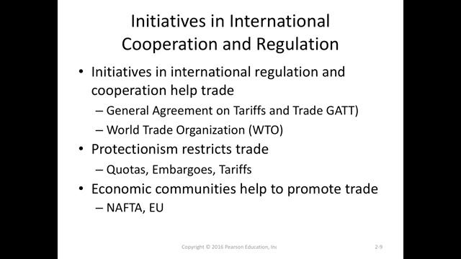Also, you can look at help from multiple organizations like the WTO or some of the business agreements like GATT or NAFTA, things like that. Another thing you need to think about would be the protectionism restrictions that you may have to face, something like quotas, embargoes, or tariffs.